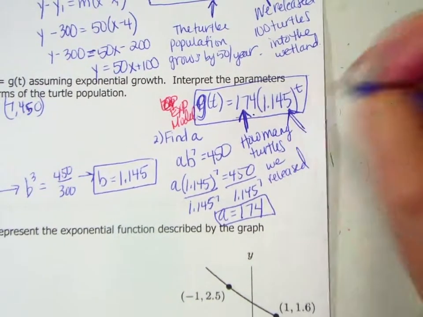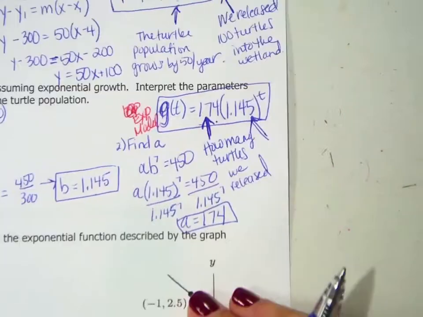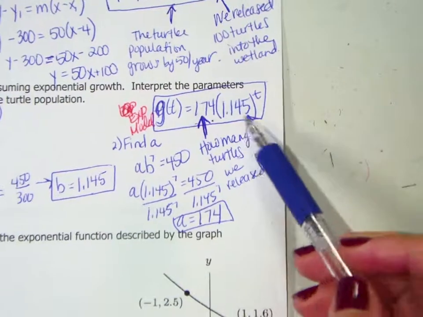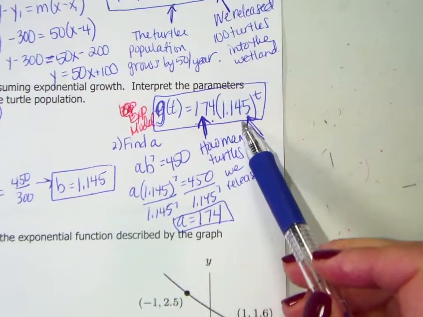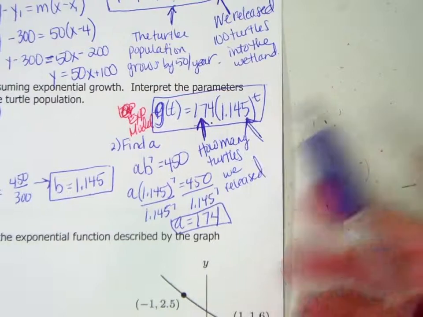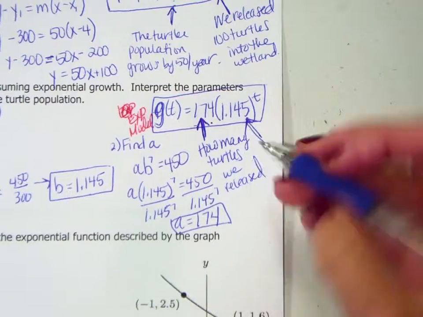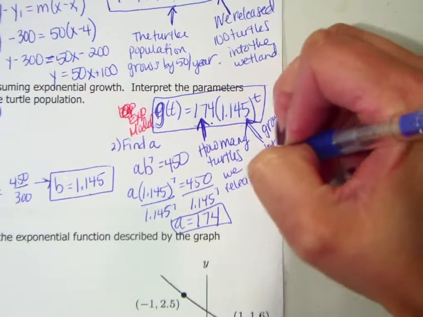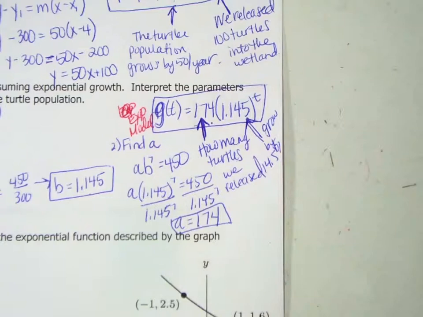What does that 1.145 tell us? So from this, we can get the percent it's growing. What is the percent it's growing every year? Very good. So we're growing our population by 14.5% per year. Good.